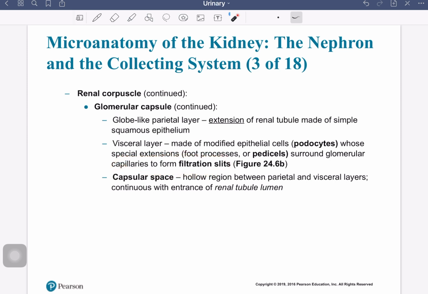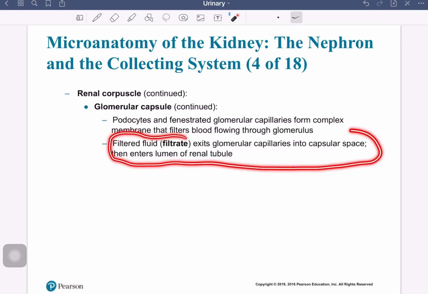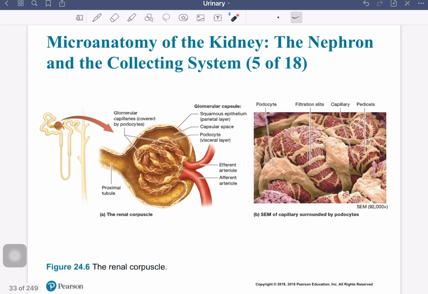Later on, we're going to see that even though these are fenestrated capillaries, only certain things can come and go, or I should say go. Nothing really comes in. Things go from the blood into the filtrate. And then we have the capsular space, which is the area between the parietal and the visceral. Now, as I said, we have these podocytes and fenestrated glomerular capillaries, and this forms a very special membrane that really controls what can leave the blood and start to enter the actual nephron.